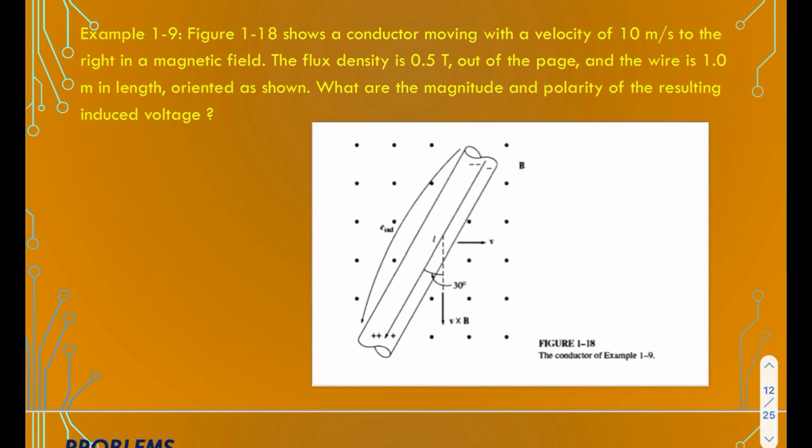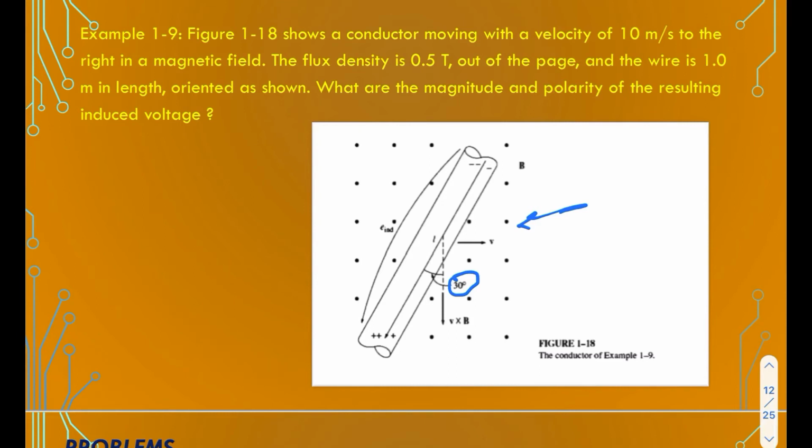This is another example here. Now we have what angle here, 30. Example 1.9. Figure 1.18 shows a conductor moving with a velocity of 10 m/s to the right in a magnetic field. The flux density is 0.5 Tesla out of the page. This is now out of the page. And the wire is 1 meter in length, oriented as shown. What are the magnitude and polarity of the resulting induced voltage?